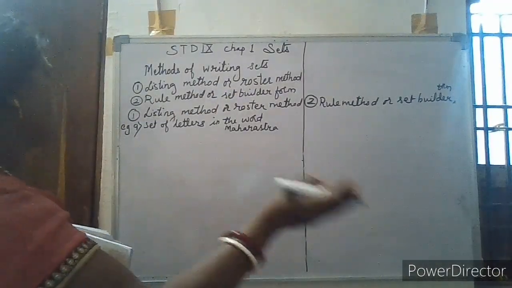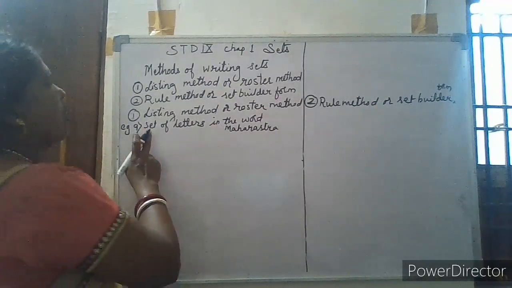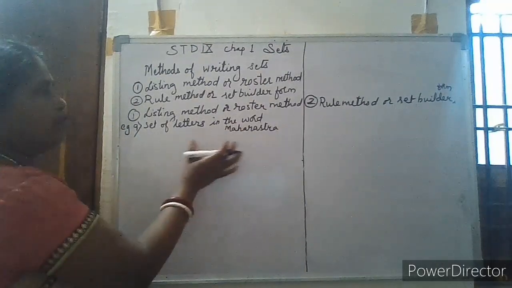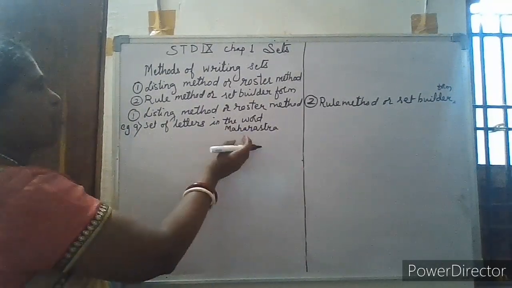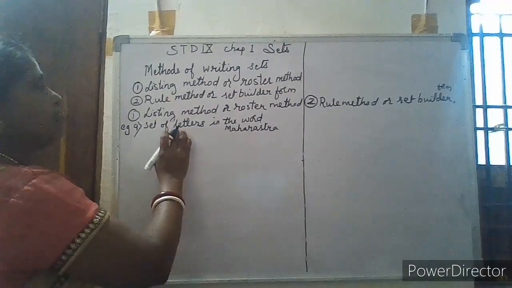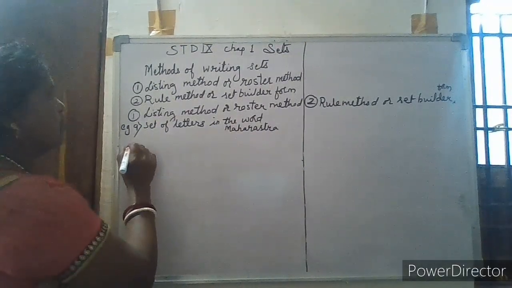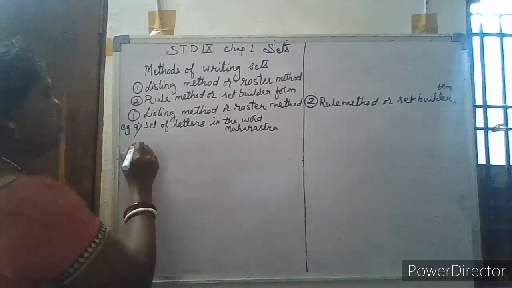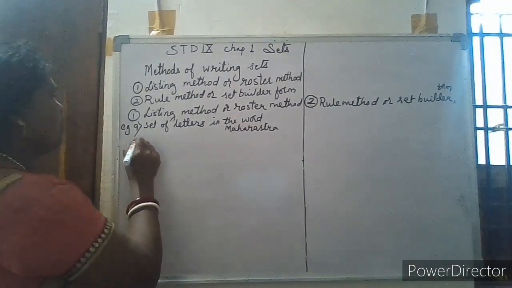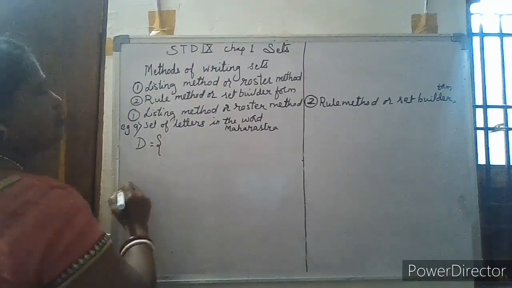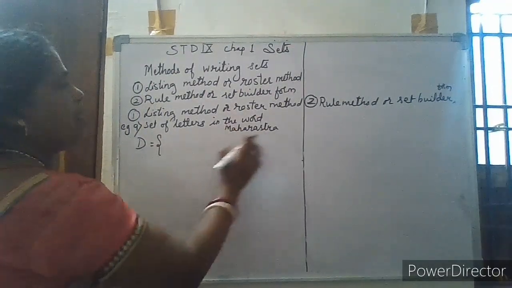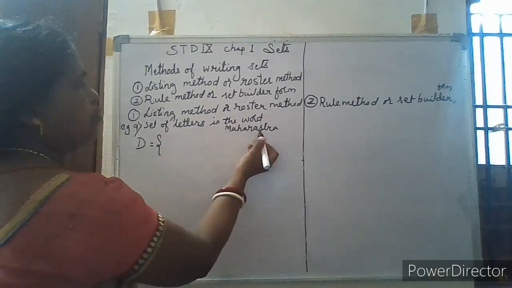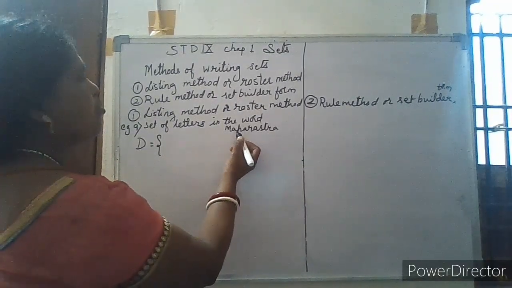Now some more examples. Example number 9. Set of letters in the word Maharashtra. Whenever a particular word is given, we have to write the set of letters of the word. We'll name it, suppose any name we can give, D. Set of letters in the word Maharashtra. You can see that some alphabets are repeated here. A is repeated 3 times.